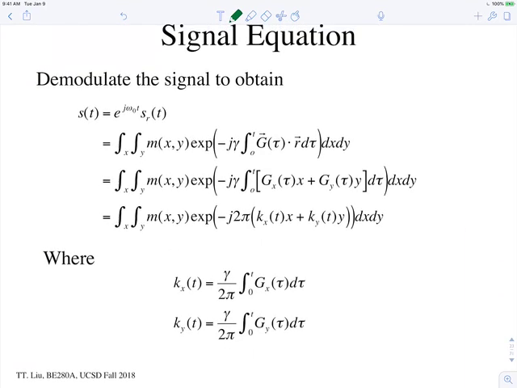This was the part that, in practice, we have to demodulate to get rid of that term. And the way that's done is e to the j omega naught t just equals cosine omega naught t plus j sine omega naught t.